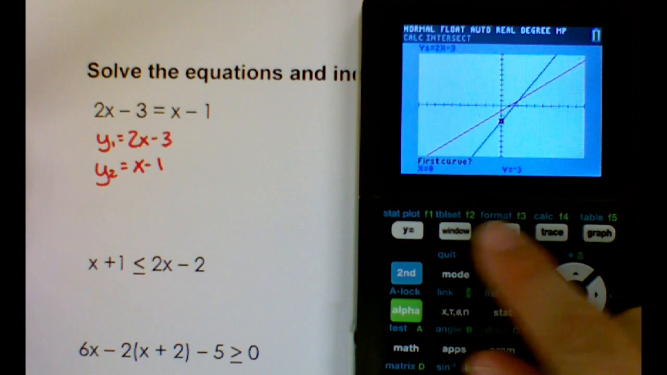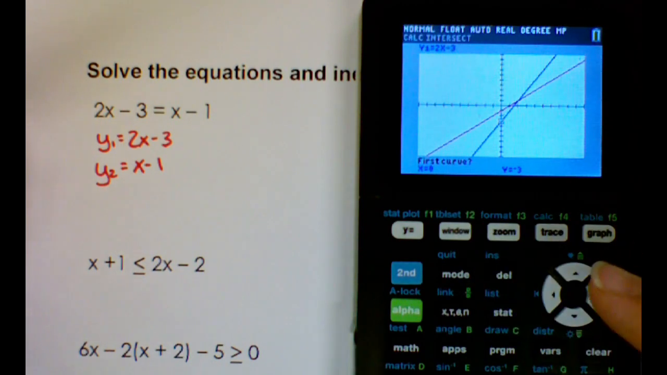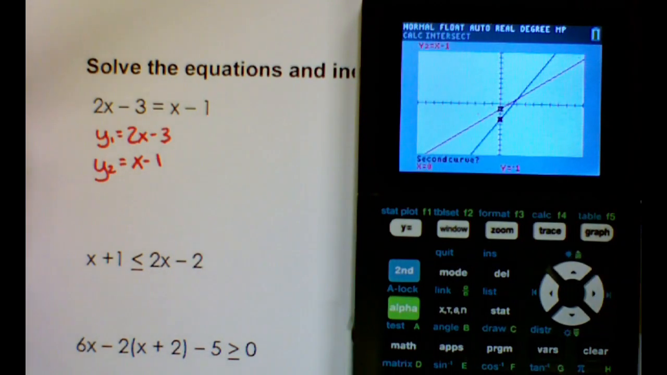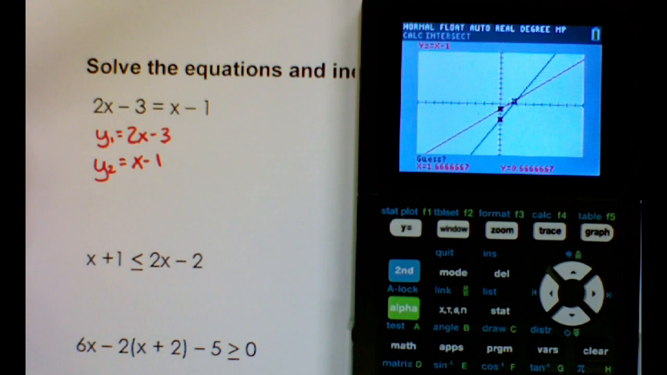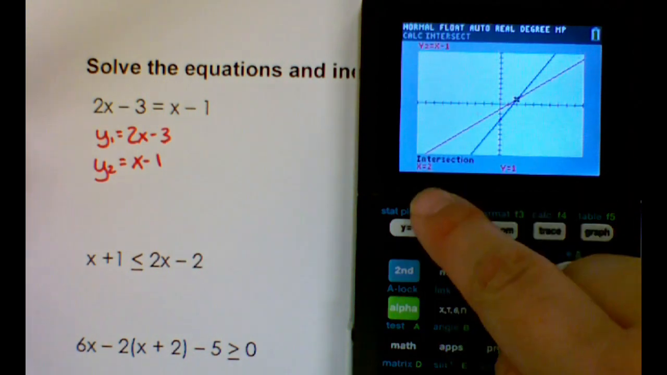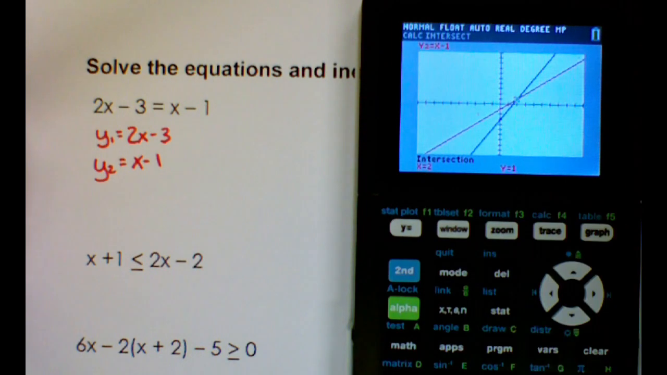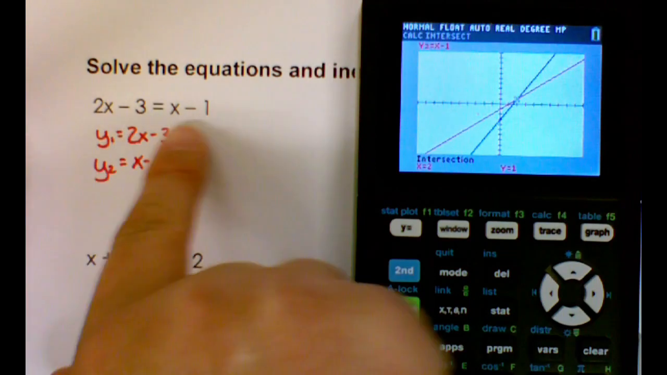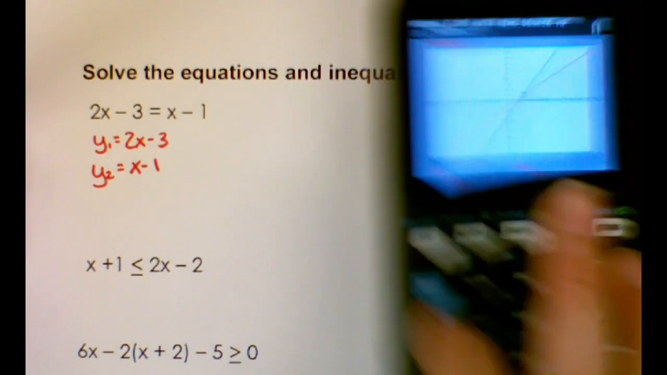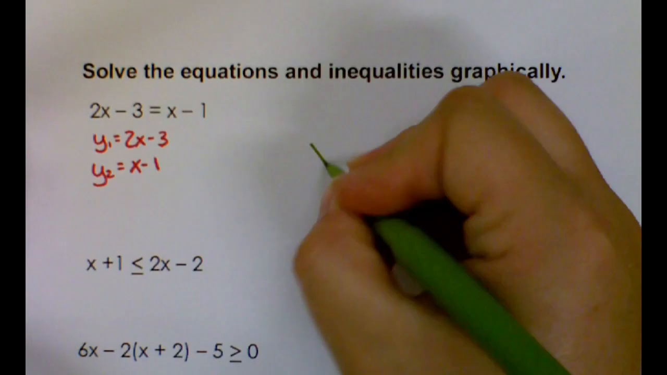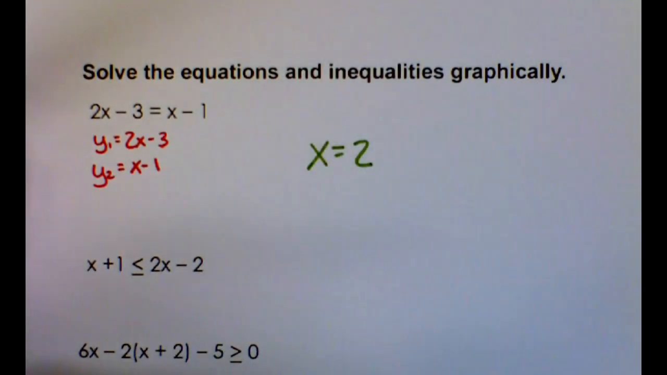It says first curve, it's on the blue one. I press enter, yes, I want to use that one. Second curve, it's on the red one. Yeah, that's the other one I want to use. And then it says guess. You can use these arrow keys to get somewhat in the vicinity. The guess really only matters if it intersects more than once, though. I press enter again, and it tells me the intersection is 2, 1, which means they intersect when x is 2 and y is 1. But my original equation doesn't have a y in it. So my answer is just that x value. It is just x equals 2. There's the answer.